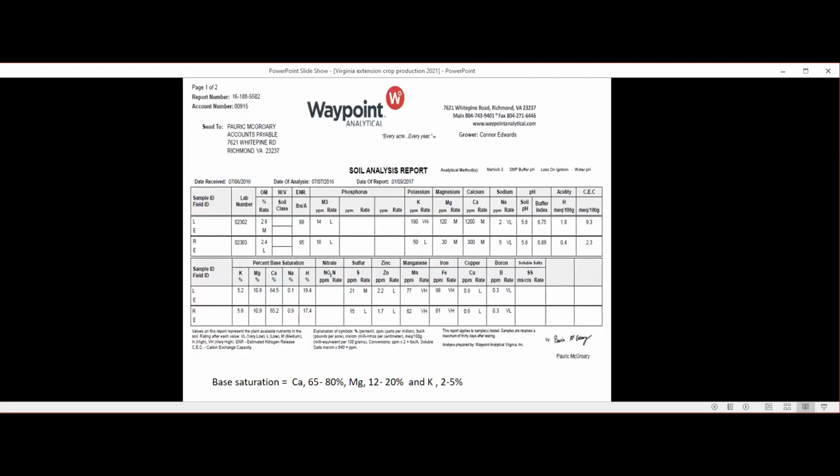So here's a report that has the ideal base saturation ratios on it down at the bottom here. Each sample that we have here matches the ideal ratios. As you can see, we have a sample called LE and RE, and both have the same pH. And the question I would ask if I was in front of an audience would be: which soil would you want to grow a corn crop in?